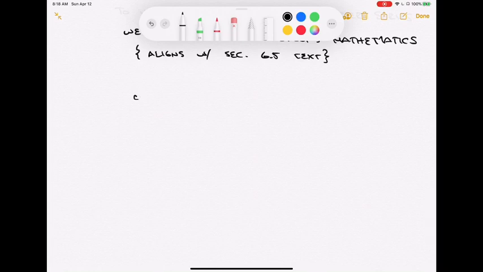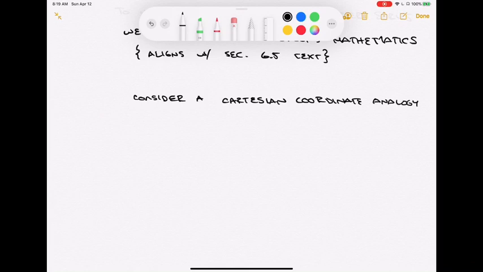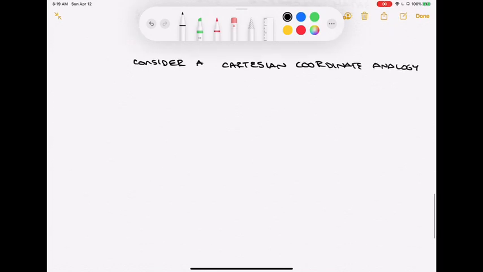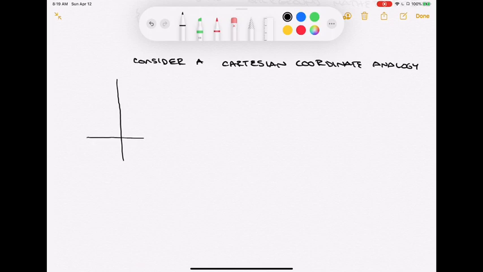So let's consider a Cartesian coordinate analogy. Okay, so I would like to look at a Cartesian coordinate analogy. I'm going to draw my Cartesian plane, so we're going to stick with a two-dimensional idea for right now. So I'm going to go ahead and draw my Cartesian plane. It has two axes. We don't have to worry too much about what those axes are for the time being.